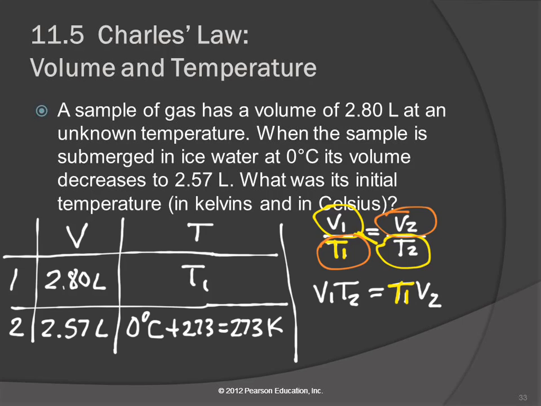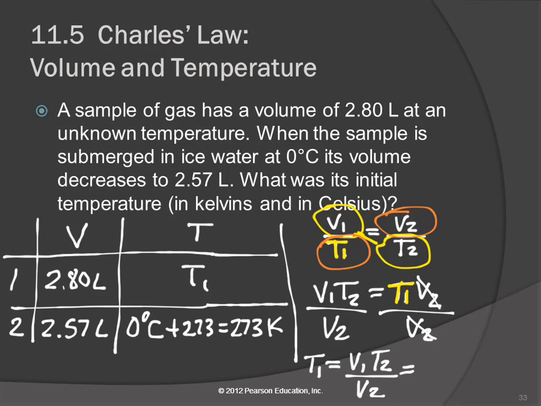Now this equation is much easier to rearrange. It's a lot like the Boyle's Law problem that we did. We just need to get rid of that V2, and we do that by dividing both sides by V2. The V2's cancel out. So we end up with T1 is equal to V1 T2 over V2.